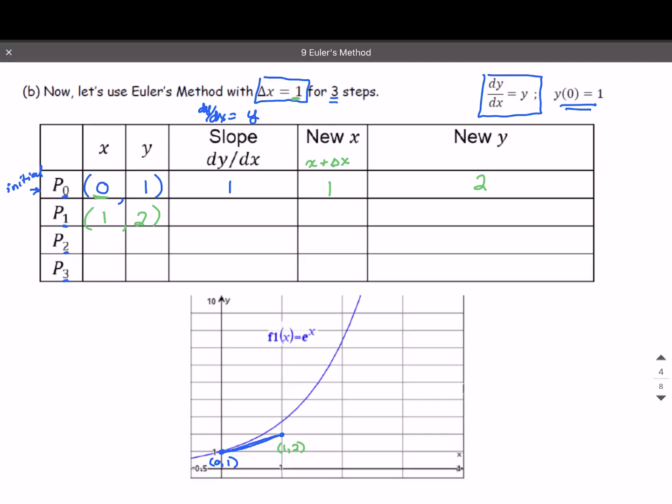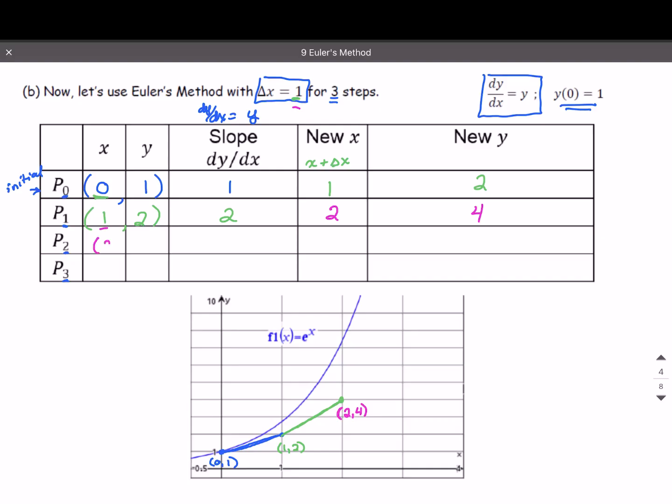Well, dy/dx is y, so our y value is 2. So if our slope is 2, from this point (1, 2), we have to rise 2 and run right 1, and we're going to connect that. So this new point is (2, 4). The old x was 1. We add delta x, we got 2. And our new y is 4.